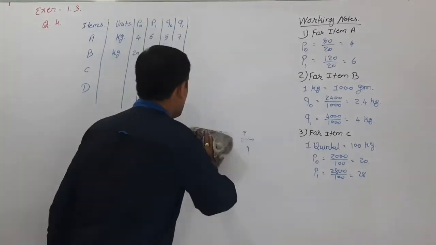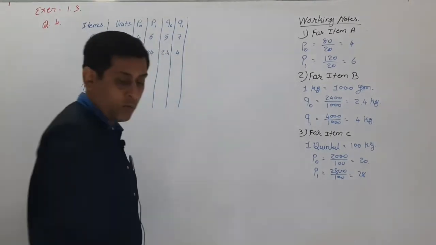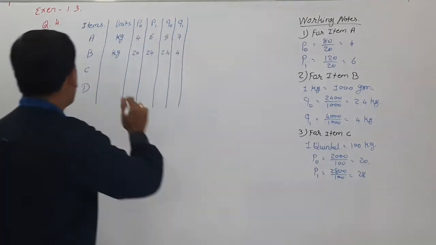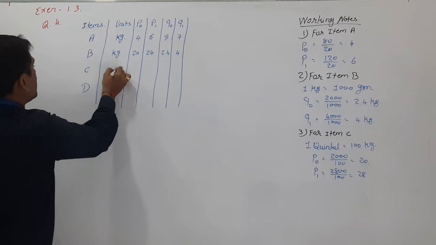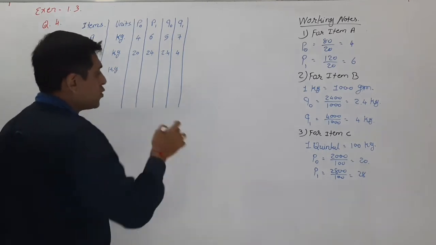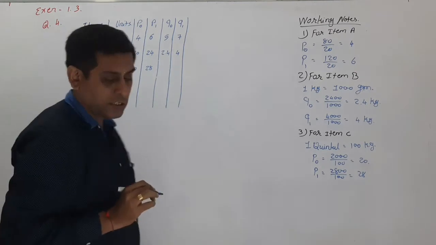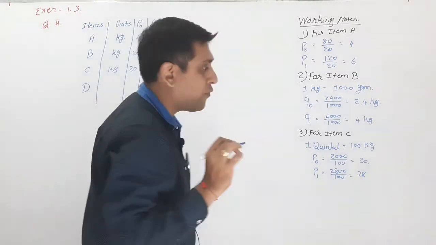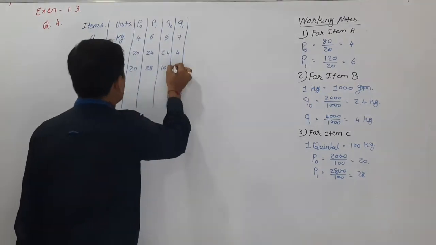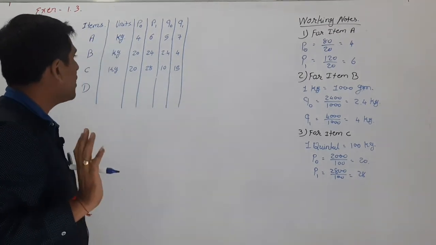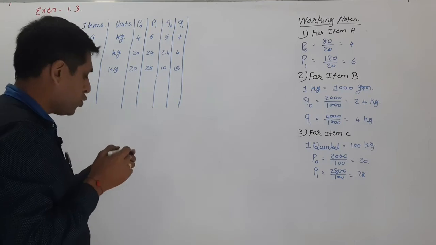Okay, so we are converting quintal into kg, that's why here we have to write kg again. The prices we converted are 20 per kg and 28 per kg. Then 10 and 15 kg is the quantity. So the calculation for 3 items is over.